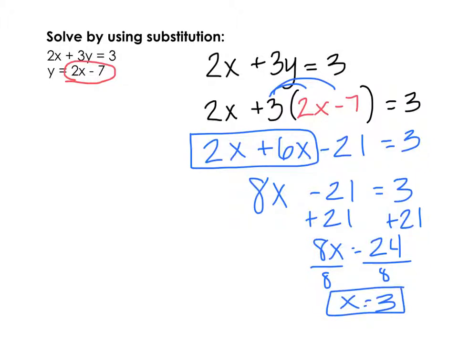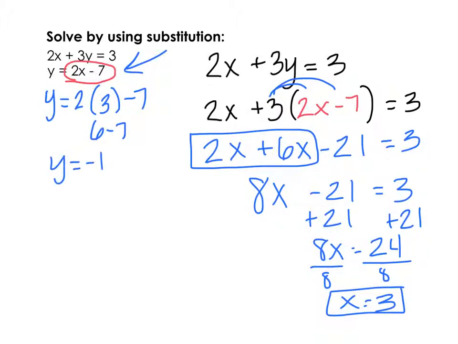Now that I know that x is 3, I can plug it back into this bottom equation. So then y is equal to 2 times 3 minus 7, which is 6 minus 7, so y is equal to negative 1. This gives me an ordered pair solution of (3, negative 1).